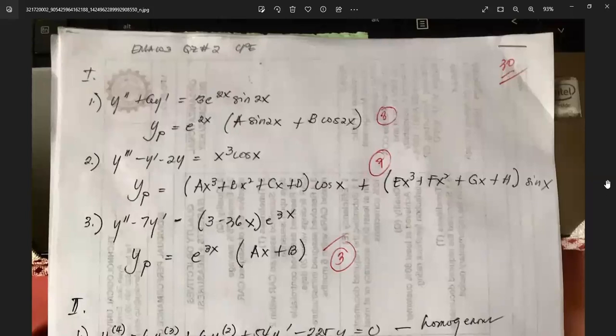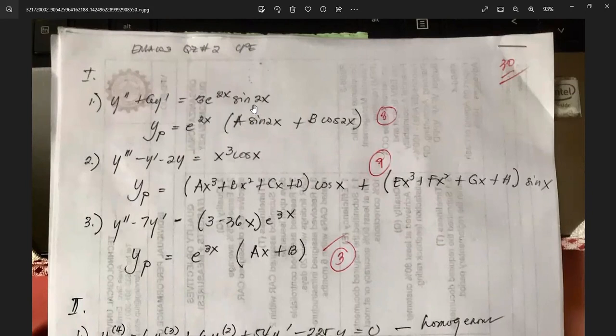So let's say, for example, you are given y double prime plus 6y prime is equal to 3 e raised to 2x sine of 2x. You have an exponential function multiplied to a sine function. Now, if it's just a sine function, this is the form: a sine 2x plus b cosine 2x. This is the form. But since you have the exponential function, you need to multiply it with the exponential function, the exact thing. So you have e raised to 2x times the form of the particular solution for the sine of 2x only.